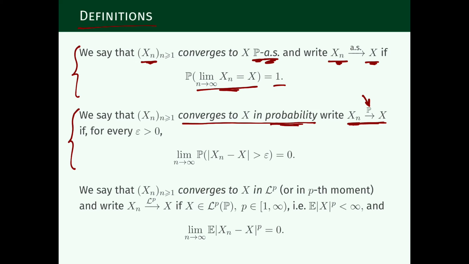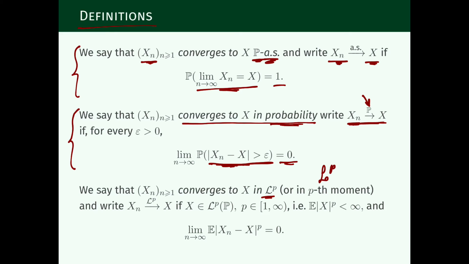And the definition is the same. The measure of the set of omega for which this difference is larger than epsilon tends to 0 for every positive epsilon. And like before, we can denote this space L^p.